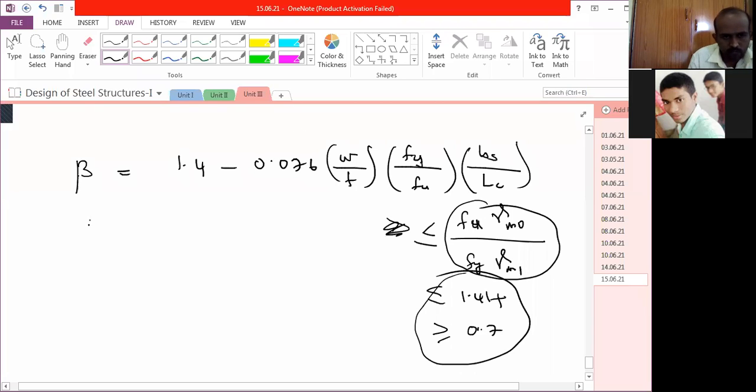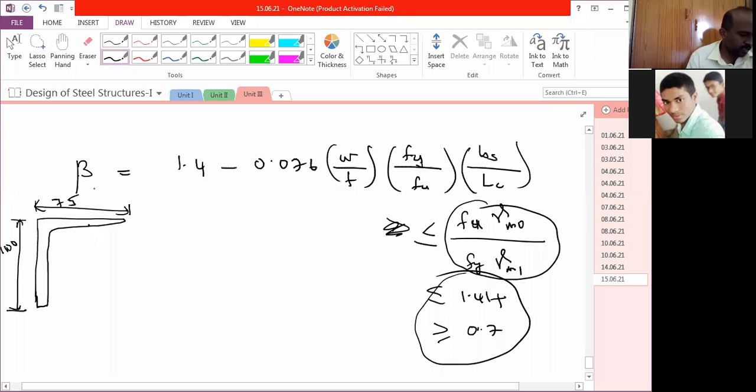W value we need to know, right? So let us assume, so angle section is like this. Let us assume 100 mm is a connector leg and 75 mm is outstanding leg, right? So thickness of the angle section is 8 mm. So what is W? How to calculate the W? So W is outstanding. Okay, W is equal to 75 mm.